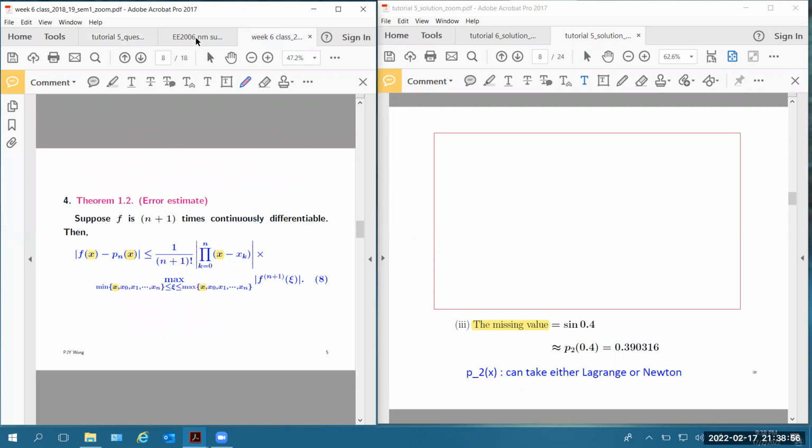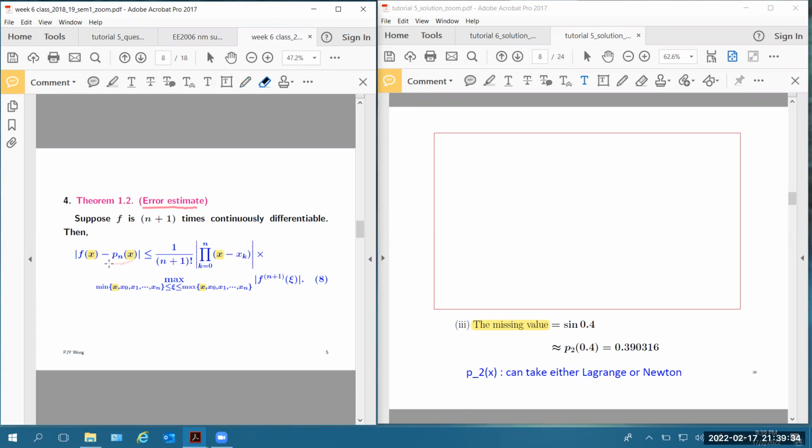So this is about error estimate. This is a theorem called error estimate. In this error estimate, you notice that the left-hand side is f(x) minus Pn(x), right? This Pn(x) can be the one calculated from Lagrange, or it can be the one calculated from Newton. Both are applicable. So this error estimate is applicable to both Pn(x).